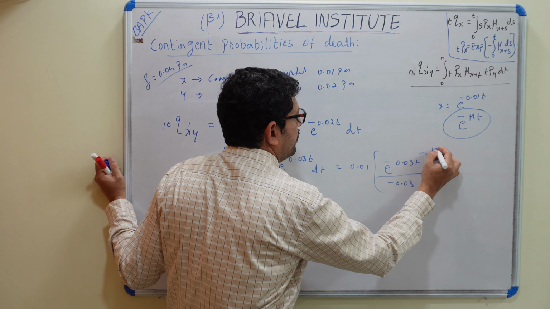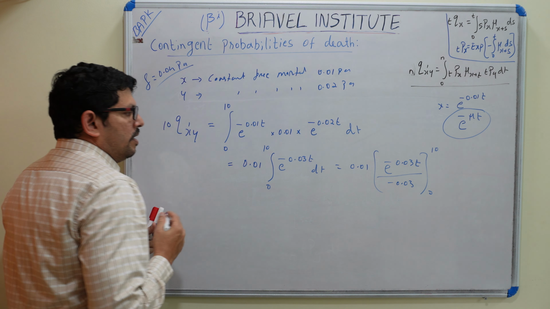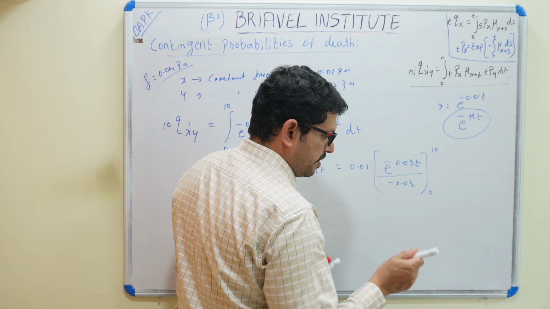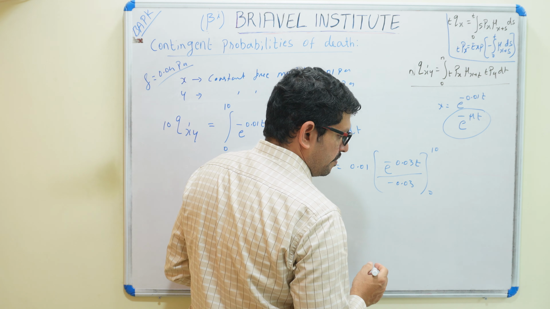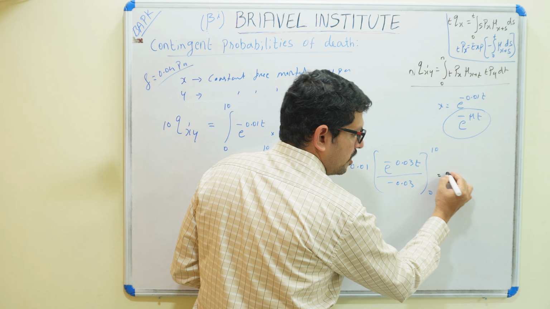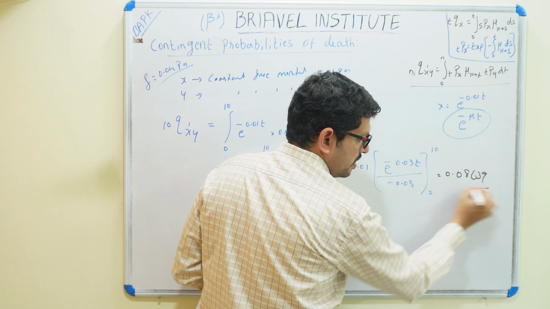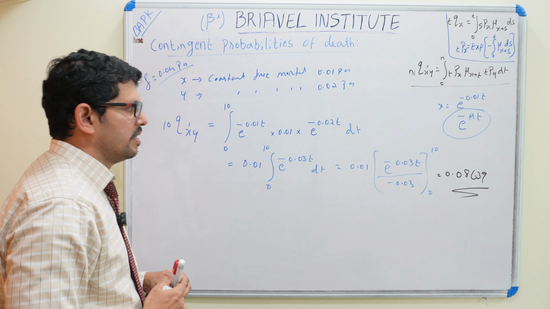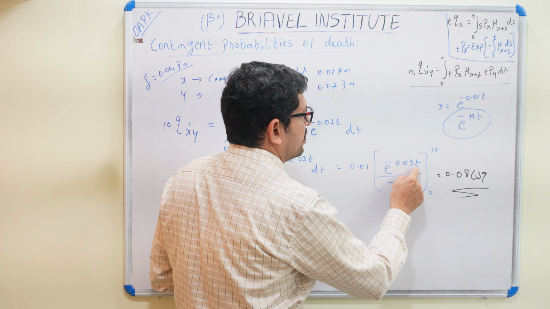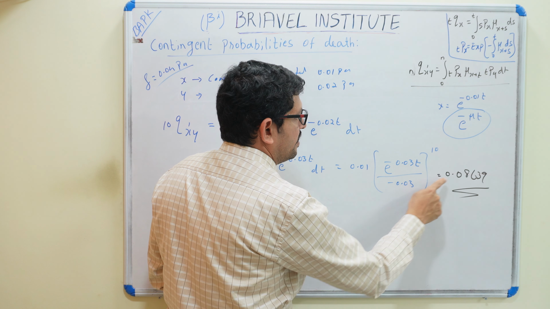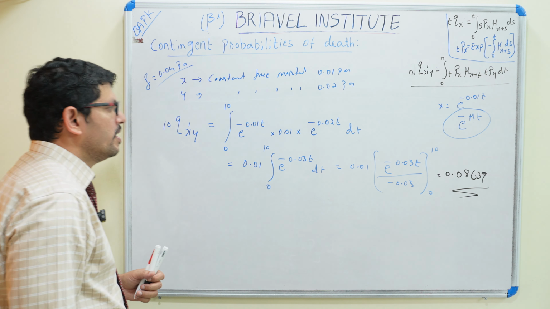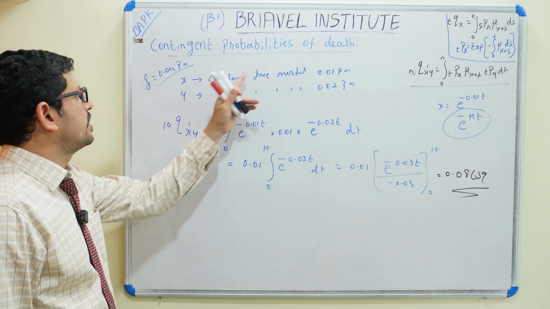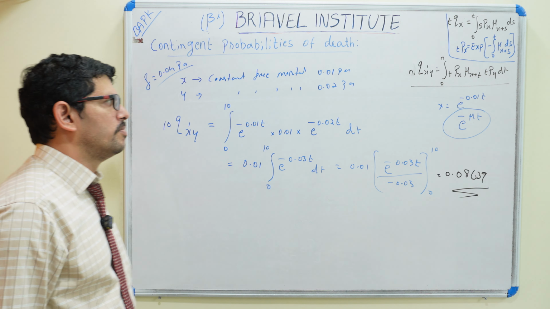Now we integrate from 0 to 10. First we put in 10, then 0, and you will get the answer 0.08639. Instead of t we put 10, then 0, and finally we get 0.08639. So this is one problem. It is a continuous case, with constant force of mortality for X and also for Y.